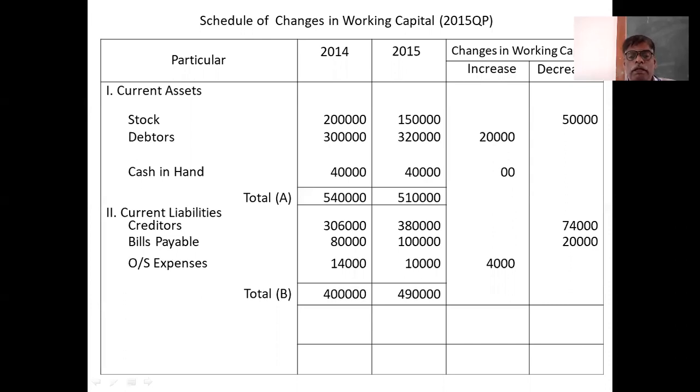4,90,000. Next is A minus B, working capital. First column is 1,40,000. 1,40,000 is the working capital of 2014, previous year. And 5,10,000 minus 4,90,000 is 20,000. 20,000 is the working capital for 2015. So you see the two amounts. Previous year 1,40,000 working capital, current year 20,000 working capital. So working capital decreased.